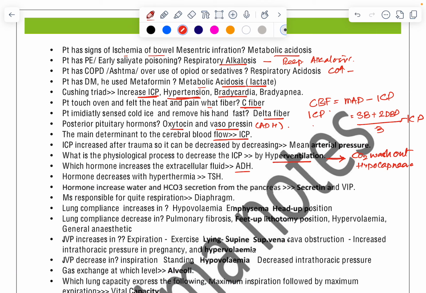What hormone increases extracellular fluid? This is antidiuretic hormone, or vasopressin. It acts on retention of water; sodium is taken inside, potassium out, increasing extracellular fluid. Hormone that decreases with hyperthermia: TSH. Hormone that increases water and bicarbonate secretion from the pancreas: secretin, VIP.